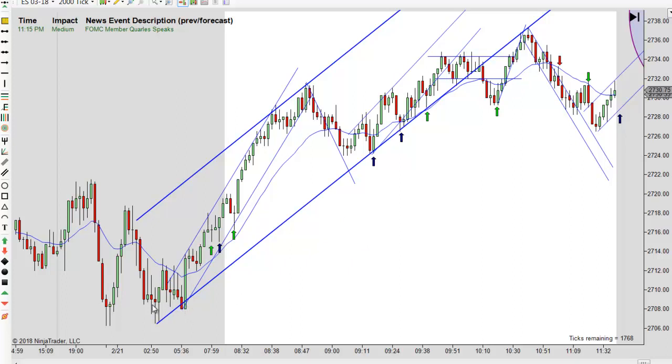Notice this is a new swing low. It's lower than that one. And you move up, you get a first entry short. So there's a second entry short after two pretty much measured legs up.